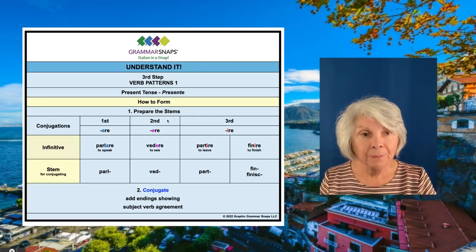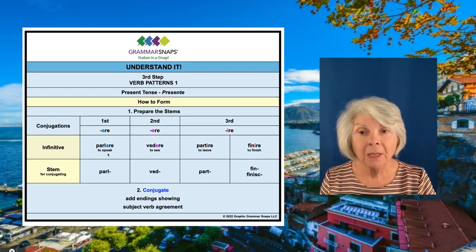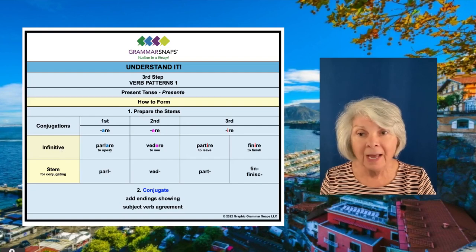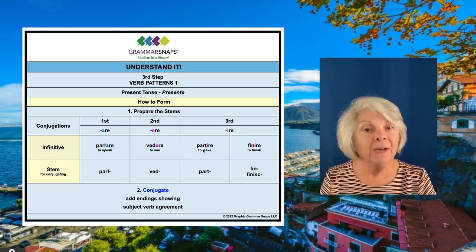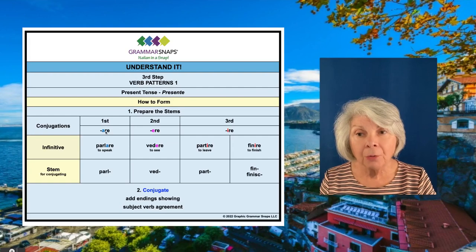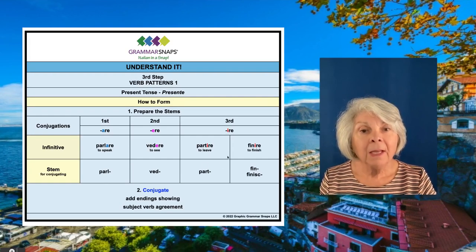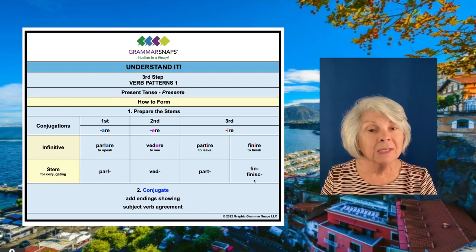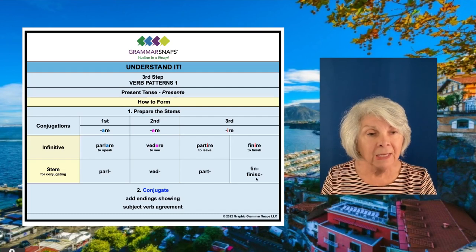How to form? We prepare the stems. First of all, I want to point out that parlare means to speak. The ARE is the English "to". So what we do to prepare, and it's called the infinitive. Parlare is an infinitive, vedere, partire, finire. Now, to prepare the stem, we rip off the ARE to get it. And that gives us parl, ved, part, fin, and since finire is special, it has a second stem. We add an ISC, finisc.